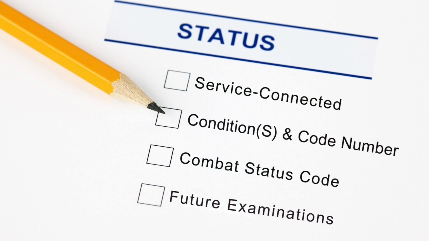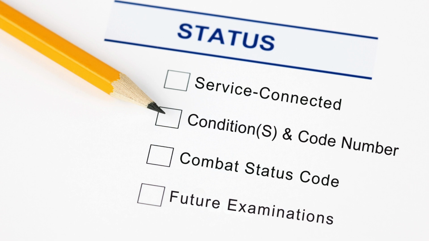When the VA rater is completing your code sheet, they have to answer several questions to include, is the veteran service connected? If so, the condition and the diagnostic code number related to it. Then the rater needs to determine the combat code status. Another important status is, do you have any future examinations? We will continue to use the hypothetical Mr. John Brown as our example.